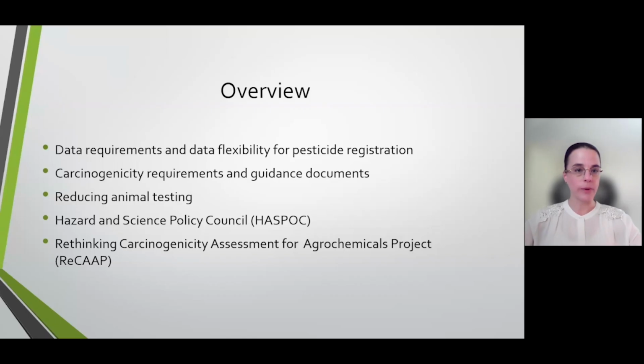So an overview of what I'm going to cover today. I'm going to start by talking a little bit about our data requirements for pesticide registration and the flexibility we have in these data requirements. I'm then going to focus in on our carcinogenicity requirements and the guidance documents we utilize within our processes. We're then going to segue into OPP's goal, or the Office of Pesticide Programs' goal, of reducing animal testing, and how our HAZPOC, or the Hazard and Science Policy Council, fits in with the goals of reducing animal testing. And then finally, we're going to end with discussing the Rethinking Carcinogenicity Assessment for Agrochemicals project.